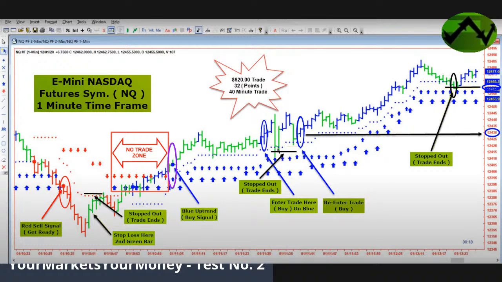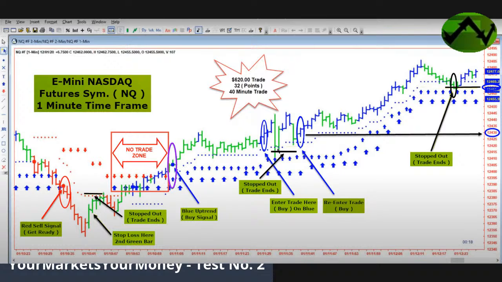So you get ready here. Blue uptrend, that's a buy signal, but you get ready. You don't actually get in. You don't get into trade till actually right here. You wait for this bar to close out and become blue. I'm sorry, this one right here. You get in right here is where you get in. That's where you get into trade. This tells you to get ready. This tells you to get in.